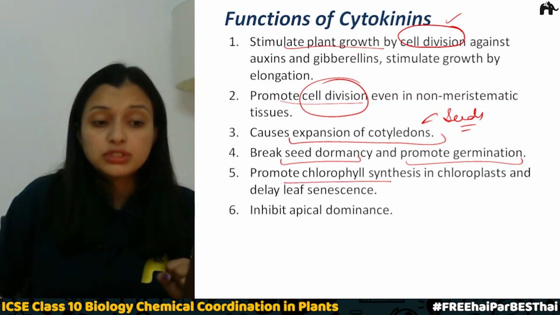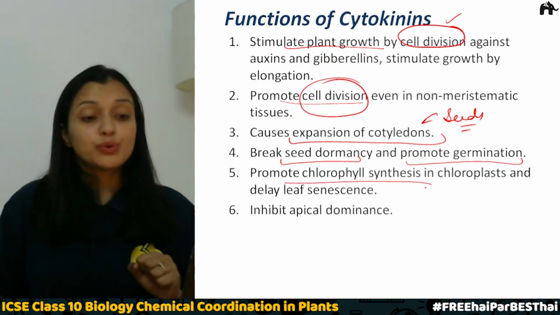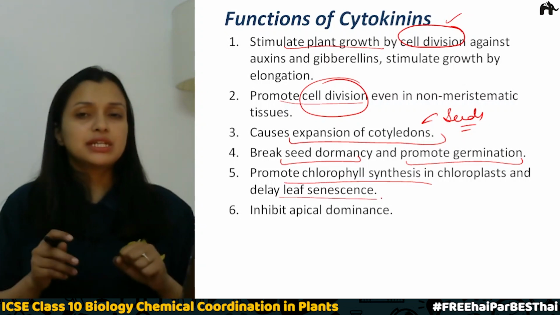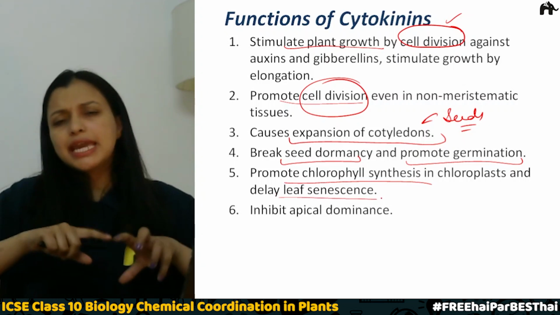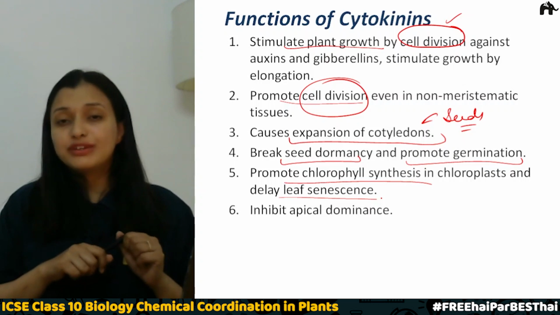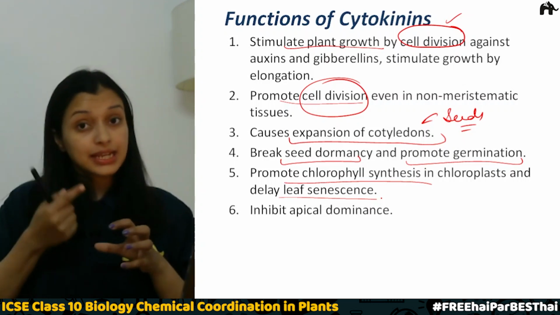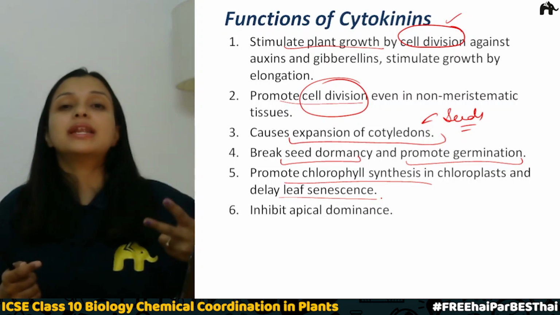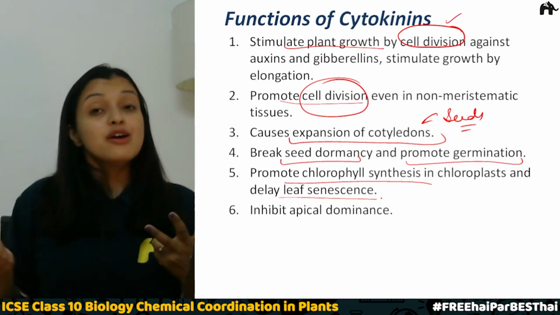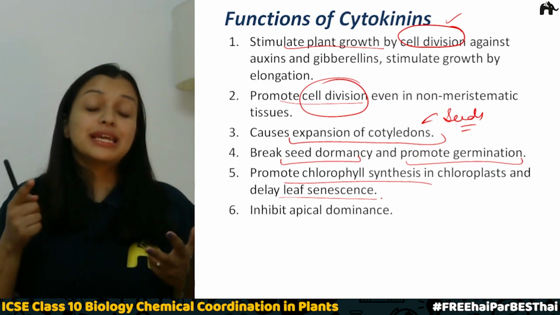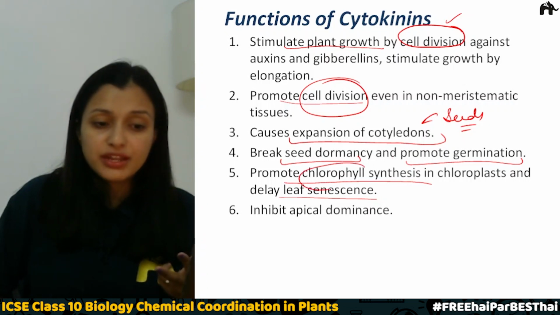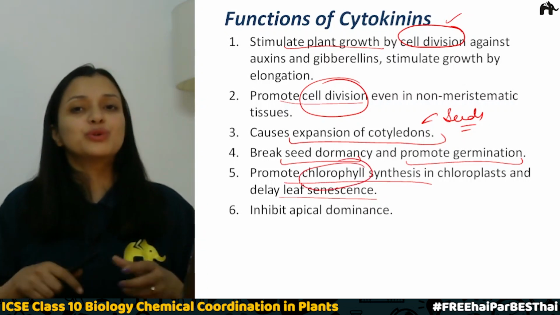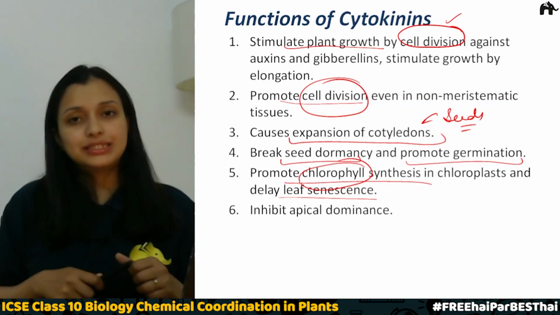They also promote the chlorophyll synthesis in chloroplasts, and they delay the leaf senescence. So basically the leaf senescence, the aging, the death in case of leaves, that can actually be prevented by auxins, by gibberellins, and as well as by cytokinins. But which hormone helps in the synthesis of chlorophyll in chloroplast? So which hormone is that? So that is the cytokinin hormone.